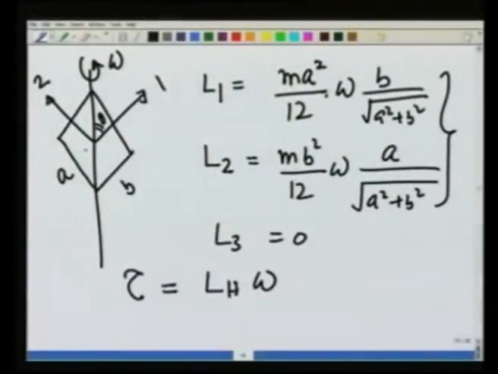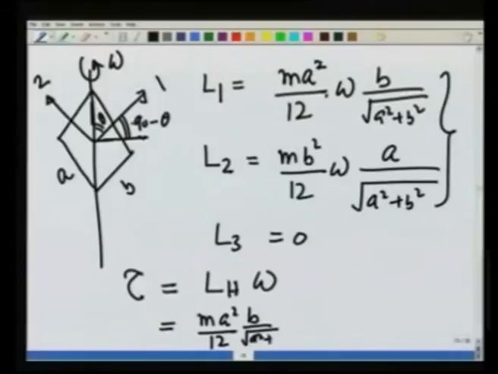That is, if I calculate the horizontal component and multiply by omega, it is only the horizontal component of L that is rotating, and the vertical component along omega remains unchanged. So, L horizontal is going to be L1 times cosine of this angle, which is really 90 minus theta, so sine theta. So, m a square over 12 b over square root of a square plus b square times sine of theta. Sine of theta is a divided by square root of a square plus b square.